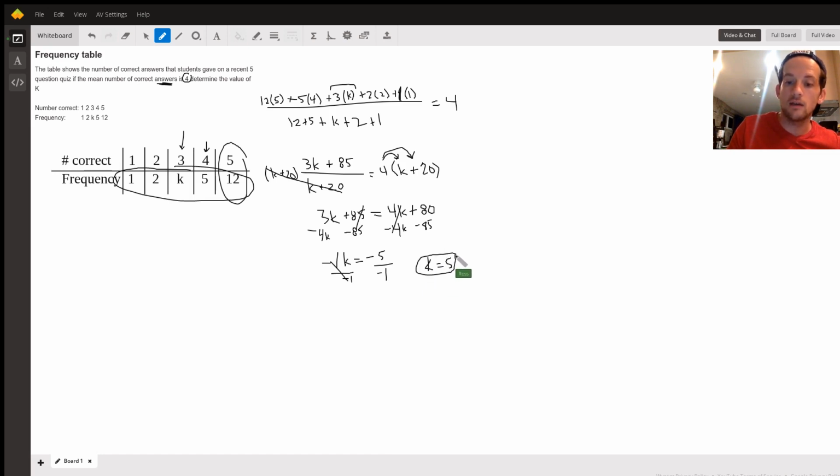You could double check that if you went back and substituted the k up in there and did all the math, you should end up with 4. So k equals 5 means that 5 different students got 3 questions correct. And this is a strategy that you can use in really any type of problem that has to do with a frequency table and averages. So I hope this helps you as you do future problems.